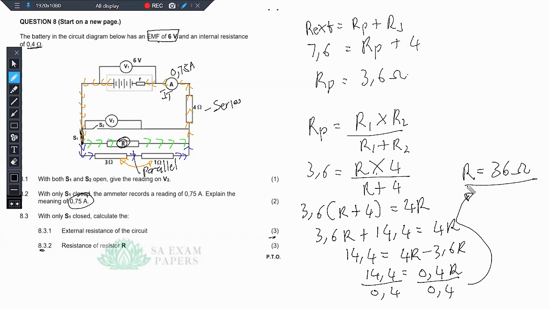And just like that, we have calculated the value for R. So R has to be 36 ohms. So pay attention to how I went about solving that question. So yes, you might argue that for a 3-mark question, this was a bit long, but if you have a better way of doing it, you can try that one. Let's proceed.